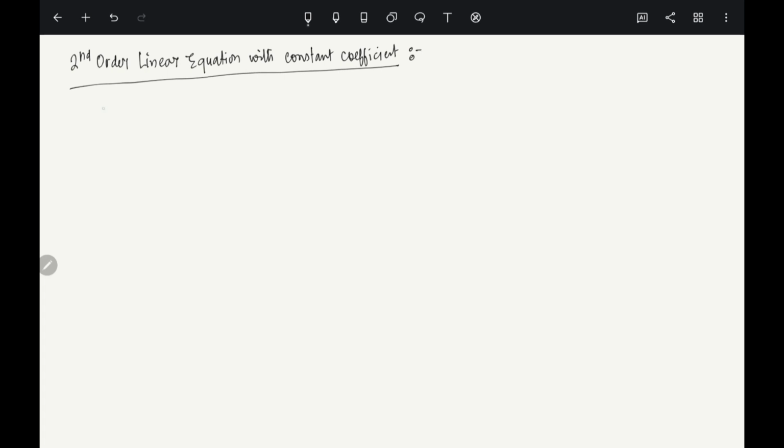So first of all, let's say an equation. What's the general form? The general form will look like this: y double prime plus a y prime plus b y equals 0. That's the general form, and a and b are some constants. This is the general form of a homogeneous second order linear equation with constant coefficients. Clear?